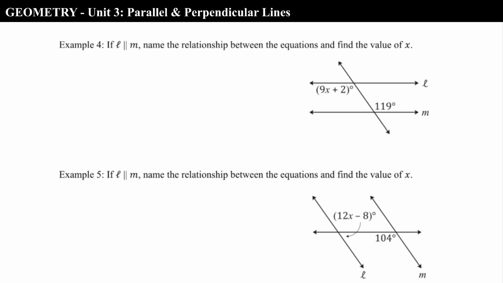All right, now let's look at example 4. We're going to name the relationship between the equations and find the value for x. So what we have here are alternate interior angles. Alternate interior angles. And because we have alternate interior angles, they are going to be congruent. So 9x plus 2 is going to be equal to 119. So we subtract 2 from each side, and we divide by 9, and you're going to get x equals 13.